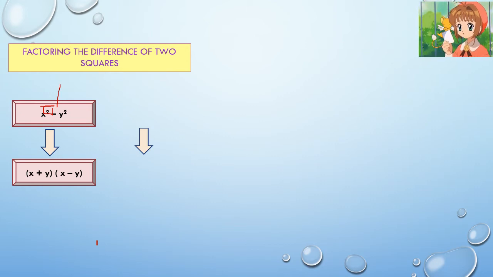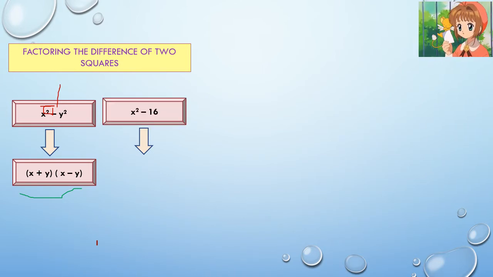You know, math is a pattern. Now, you are told that if you are given an expression x squared minus y squared, your answer or your factors should be x plus y and x minus y. So let's have an example. x squared minus 16 squared.